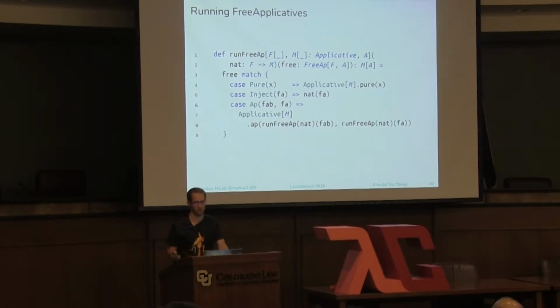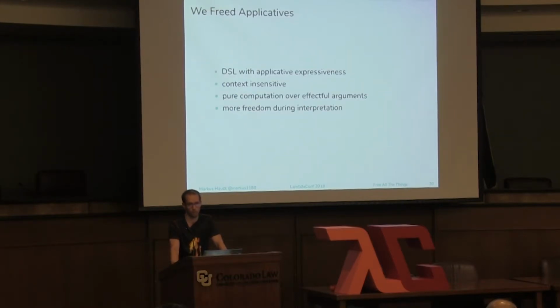So this is where I said it's a trade-off, because it's more like a gradient, where you can satisfy most of the laws, but not all of them. But after interpretation, normally if the target is lawful, you won't have any problems. And then we can just write our interpreter that pattern matches on our node. If it's a pure of x, we just delegate to the applicative instance we are interpreting into. If it's an inject, we just use a natural transformation. And if it's an app node, we just recurse down our nodes. And that's basically it.